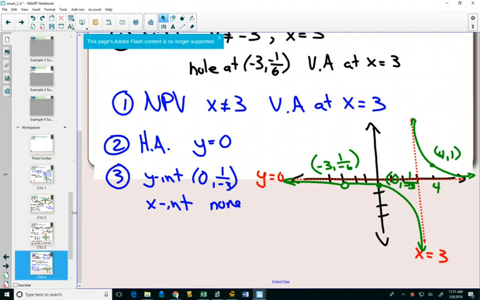And so, for a graph like this, this is the most typical type of graph that comes up on the final exam, where they have a hole, but they still have non-permissible values and horizontal asymptotes. And they could choose any graph that you've done so far and add this.